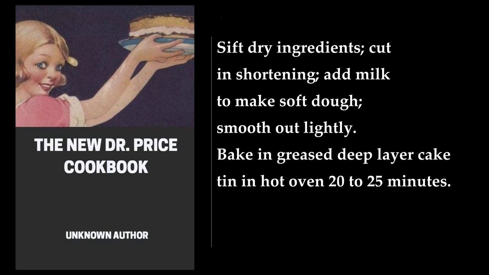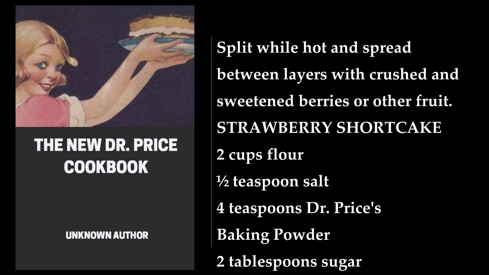Sift dry ingredients, cut in shortening, add milk to make soft dough. Smooth out lightly. Bake in greased deep layer cake tin in hot oven 20 to 25 minutes. Split while hot and spread between layers with crushed and sweetened berries or other fruit.